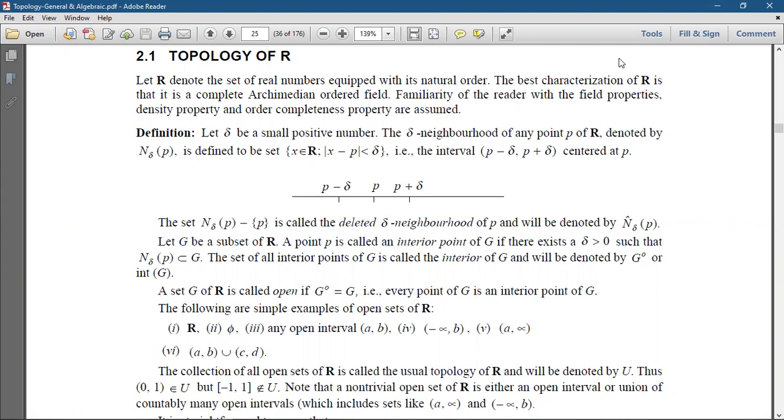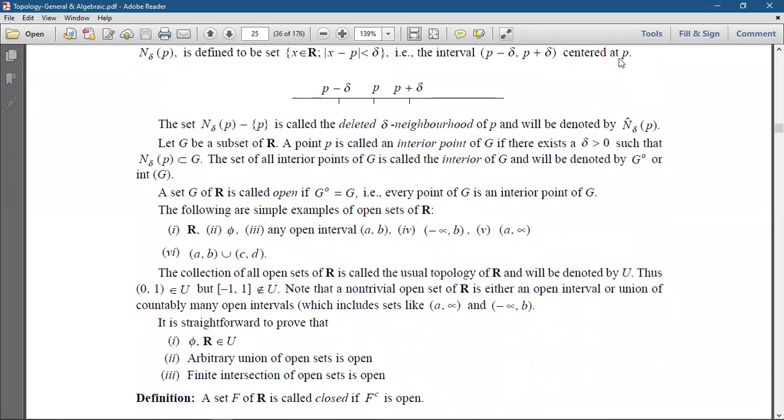Next, a point P is said to be an interior point of G if there exists a delta greater than 0 such that the neighborhood of P is a subset of G. The collection of all interior points is called the interior of G. If the interior of G is equal to G, then we say that the set is open. Otherwise, closed. That means the complement of an open set is closed.